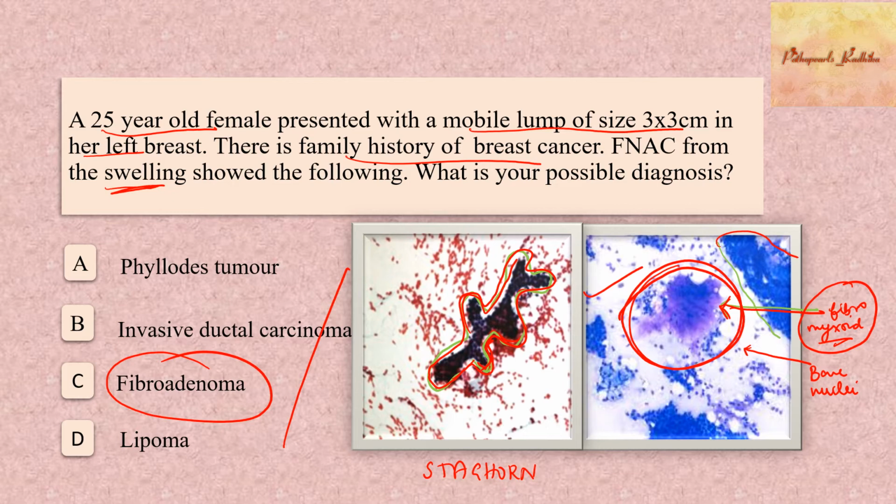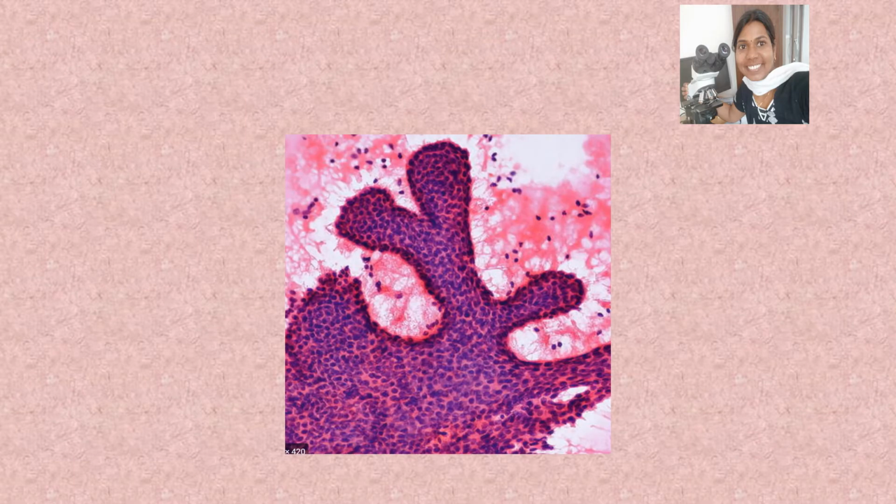So memorize this picture, take it into your mind. This is how a fibroadenoma looks. So you have a branching cohesive pattern of cells with a fibromyxoid fragment, and you can have bare nuclei. Bare nuclei you can see in other benign conditions also. Now, this is how a typical antler horn appearance will look, right? Like the horn of a deer.